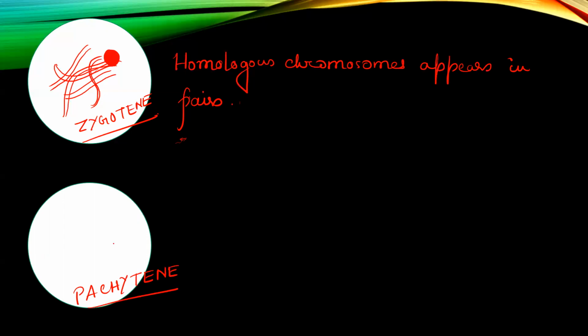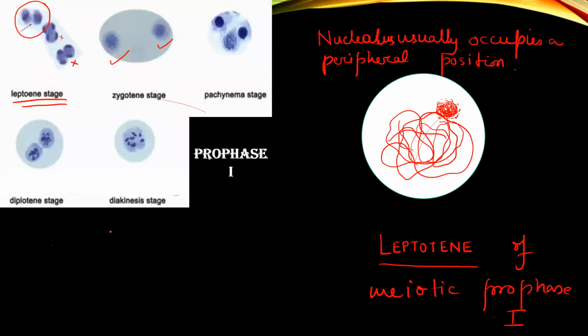Pachytene substage of prophase 1. How do we identify that? Again, you'll see this. This is Pachytene. How is it looking? Take a close look. That is why I'm going slow, so that you have no confusion. Identification is very, very important. You should know the key characteristic points by virtue of which you will identify the substage.